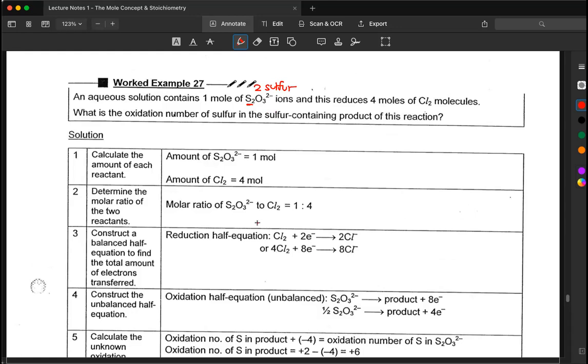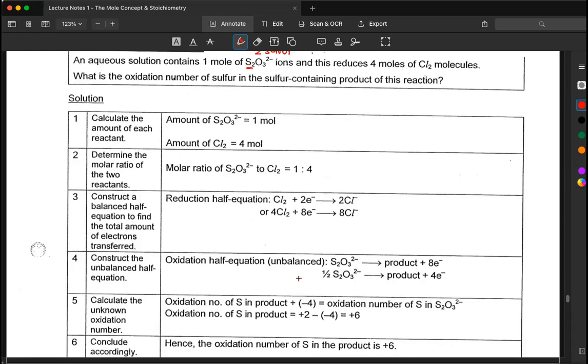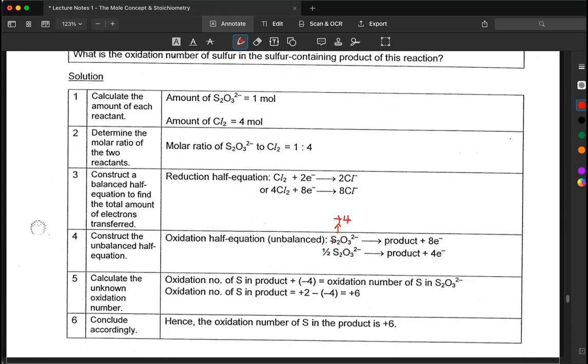Which means that your S2O3 2- is losing 8 electrons. So S here is +4. The oxidation state: +4 times 2 plus 8 minus 6 gives you -2. Okay, correct. So +4.